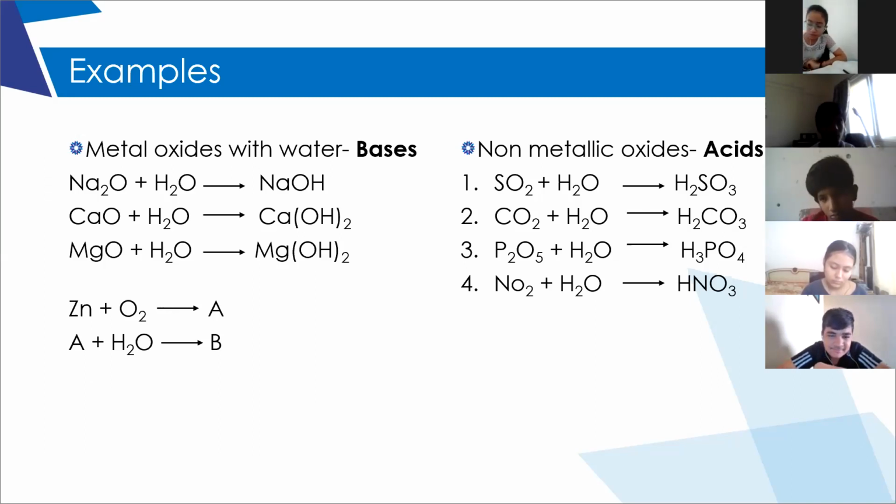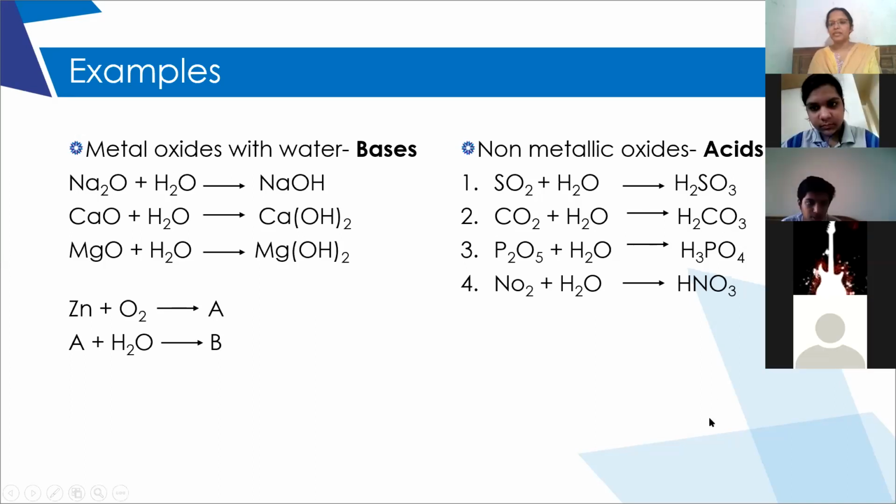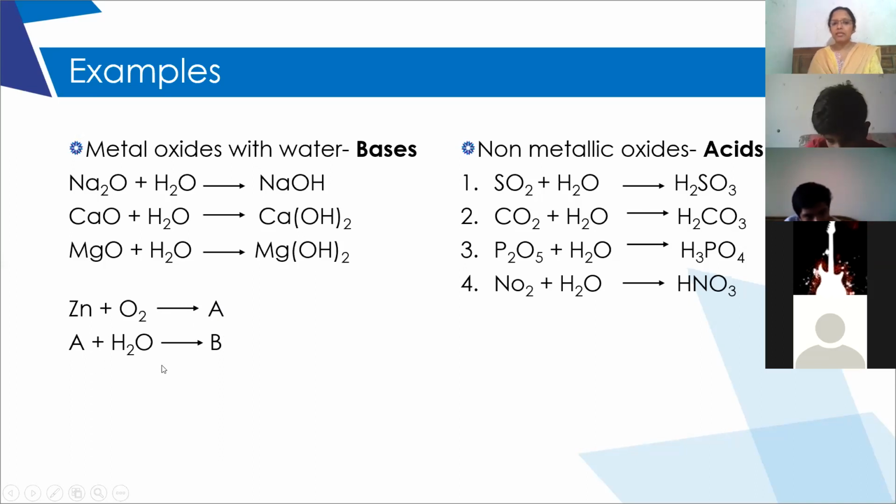ZnO2. What is the valency of oxygen? ZnO, oh yeah, sorry. What will be compound A? Zinc plus oxygen will be zinc oxide, ZnO. Right? Zinc oxide plus water, what will be B? Zinc hydroxide. Very good. Zinc hydroxide, Zn(OH)2, because hydroxide valency is -1.